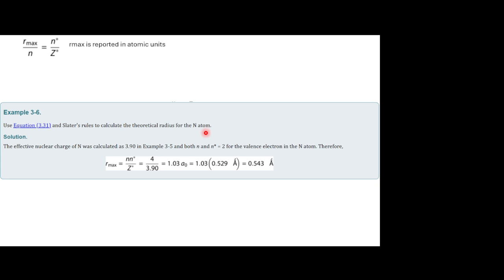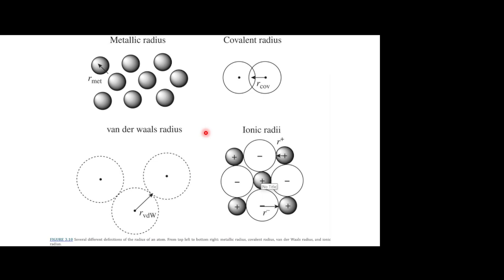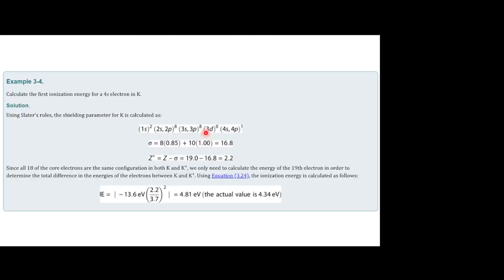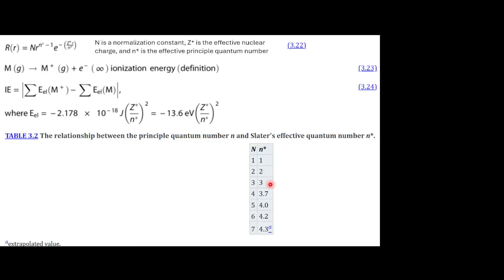Not group, period. Oh, 2? And so N is 2. That's the principal quantum number, the period. Okay? The principal quantum number is what makes the periods, right? And so whatever period number it is, it's the principal quantum number.